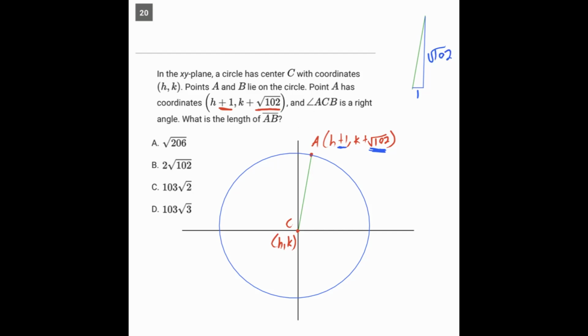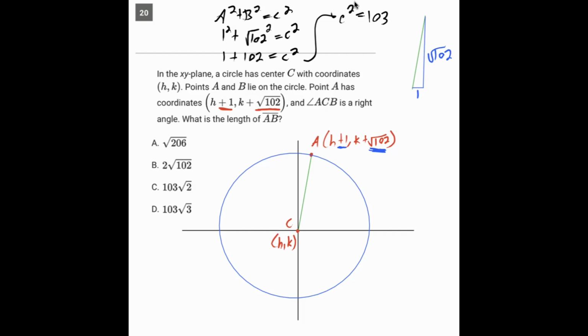So we can use the Pythagorean theorem to find the length of the hypotenuse, which is the radius of the circle. So we'll say a squared plus b squared equals c squared. 1 squared plus root 102 squared is c squared. 1 plus 102, because the square root of 102 squared, those two things cancel, equals c squared. Now we have c squared is 103, and we can take the square root of both sides. And so c is the square root of 103. And that's the radius length of our circle.